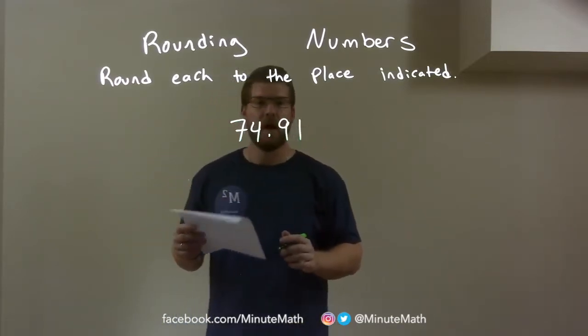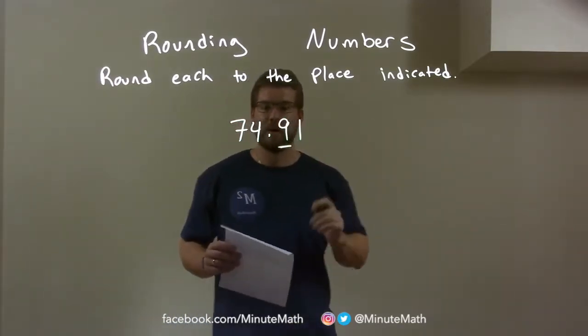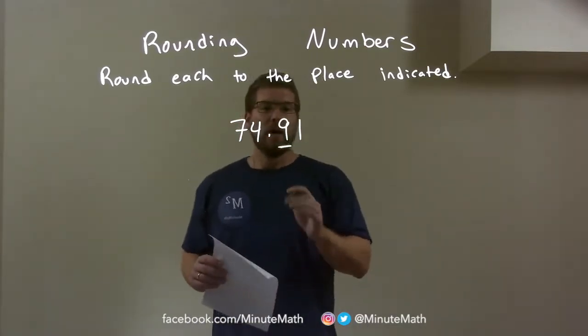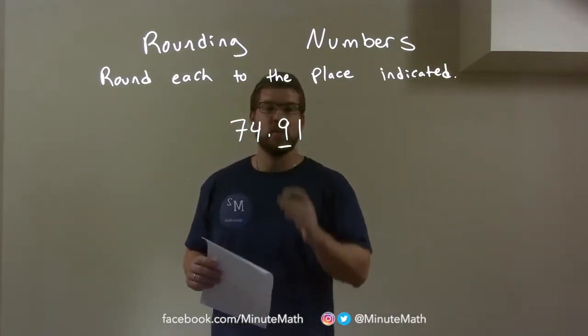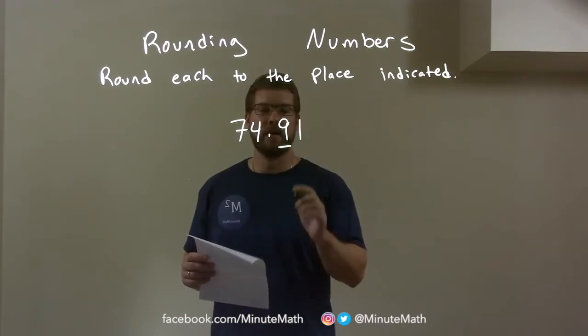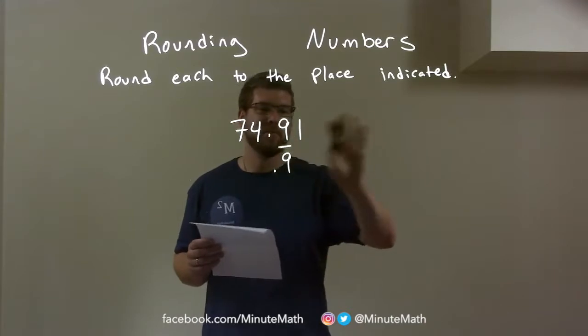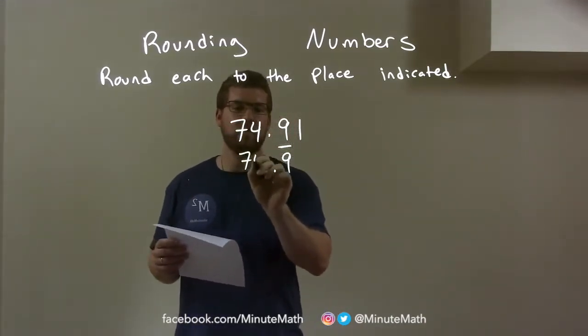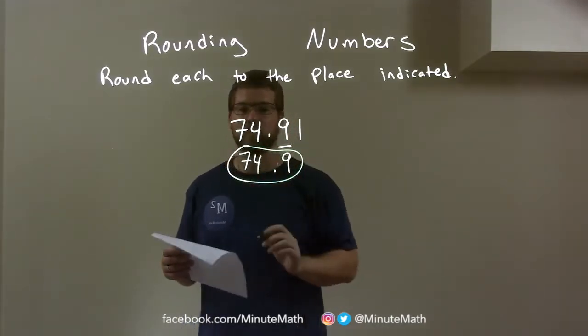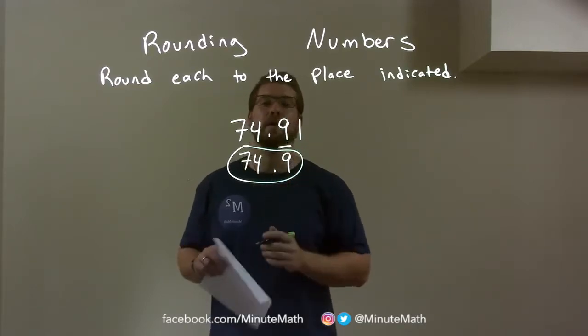74.91. And we need to round on this 9 right there, okay? Well, I look to the right of that 9, and I see a 1. That 1 causes the 9 to round down. So we're left with that 9, okay, right there. And that's it. We don't worry about the 1 on the right. Bring down the 7, 4. And here we have our answer. Pretty quick and easy. 74.9.